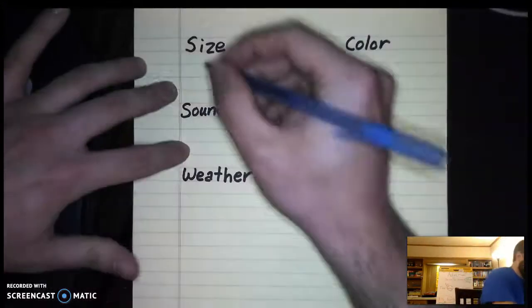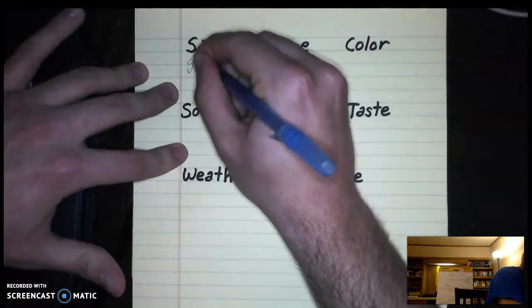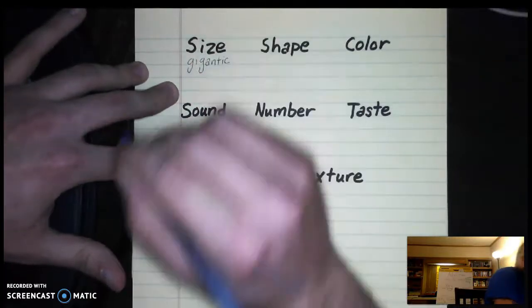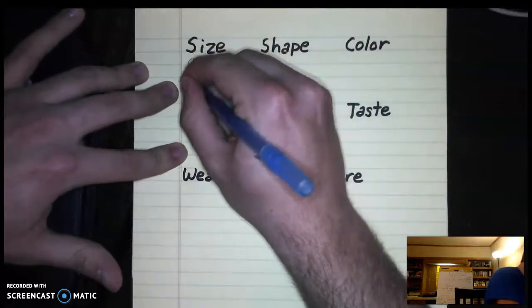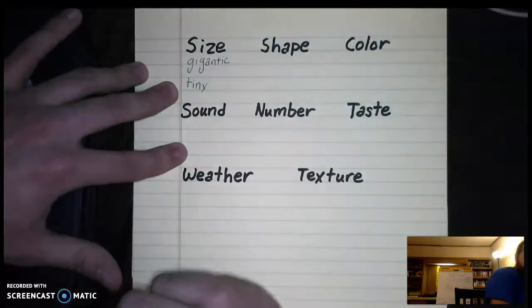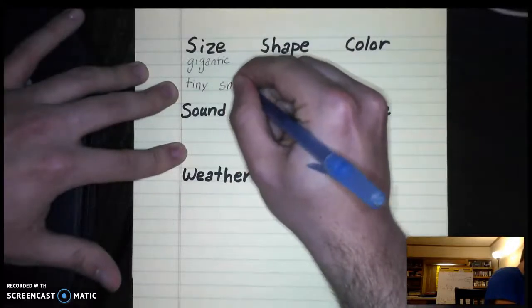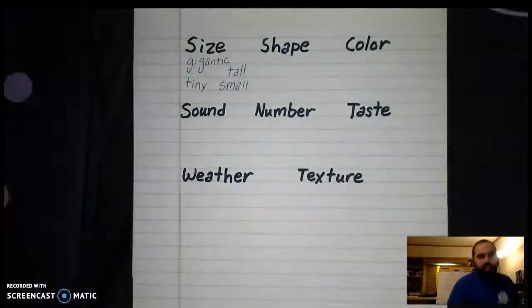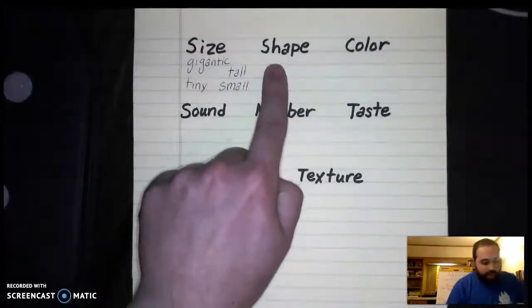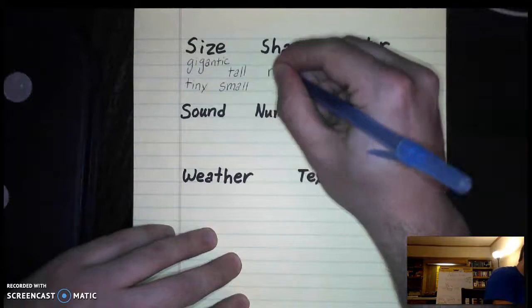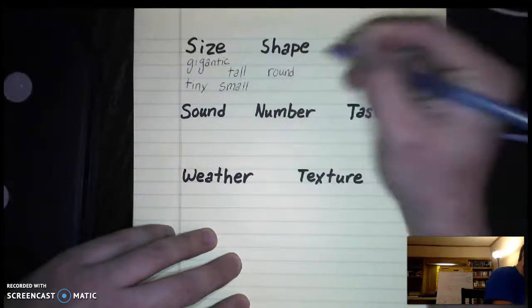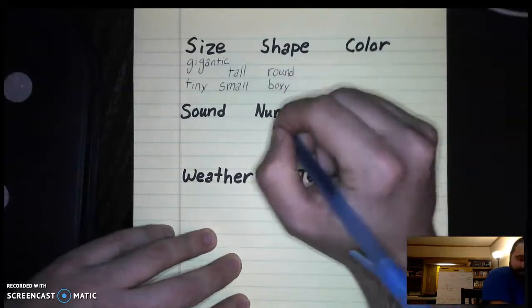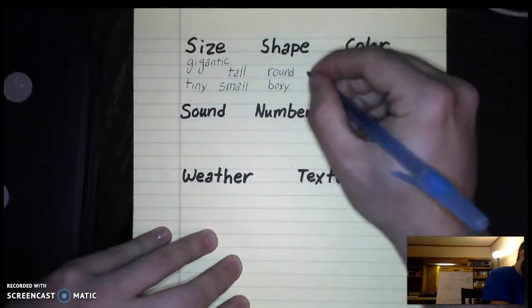Size. We can use words like gigantic. You can use words like tiny, small, tall. You get the idea. We can also go over shapes, such as describing something as being round, something being boxy, or even our regular shape words like square.